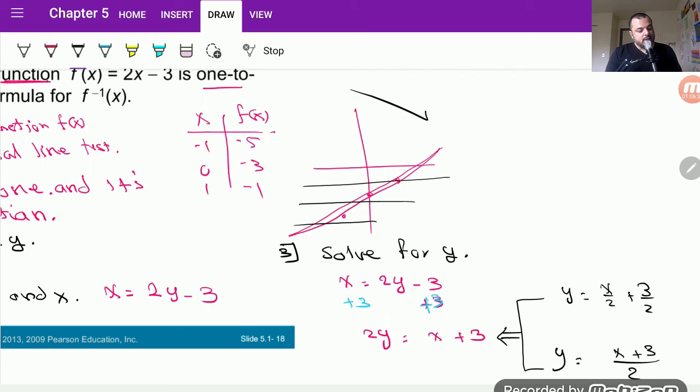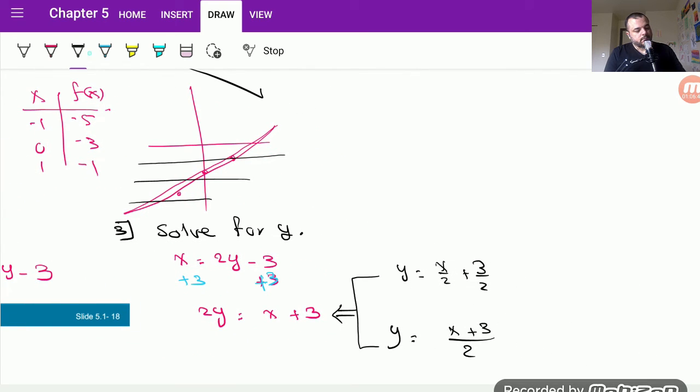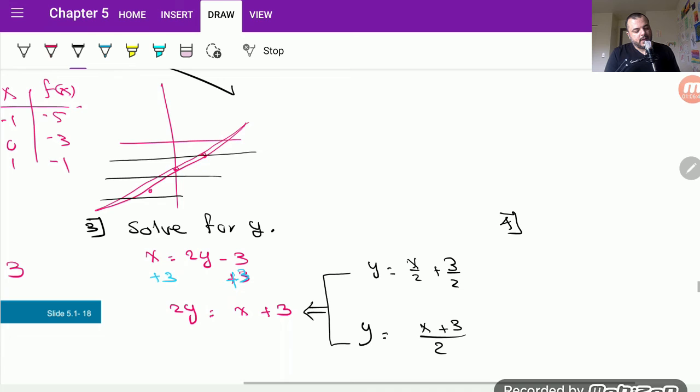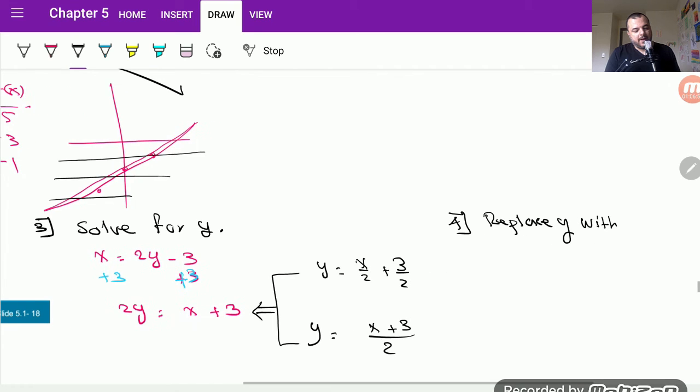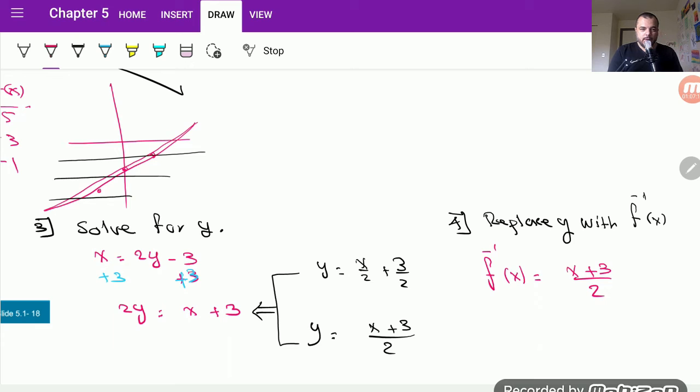Okay. Step number 4. Now I'm going to replace y with f inverse, because it is a function. Then I can confidently change y to the symbolic f inverse of x. So f inverse of x is equal to what? (x plus 3) over 2. So this is the inverse of the function.